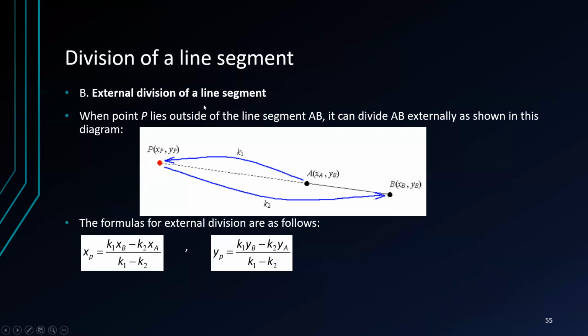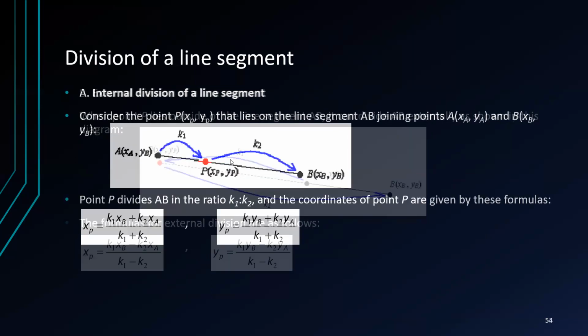External division of a line segment. Ito yun na yung extrapolation. So, when point P lies outside of the line segment AB, napunta doon, it can divide AB externally as shown in this diagram. So, the formula for external division, for K1, K2, XP is equal to K1 XB minus K2 XA over K1 minus K2. And YP is equal to K1 YB minus K2 YA over K1 minus K2. Ito yung basis ng extrapolation. Ito naman is interpolation.